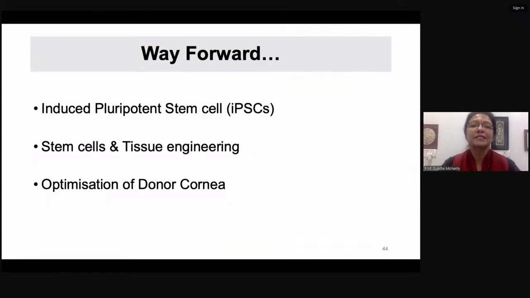So the way forward is that we have induced pluripotent stem cells in our lab. We may go ahead and differentiate them into particular corneal or endothelial lineages. We may integrate stem cells and extracellular vesicles in tissue engineering to make artificial cornea, and also to optimize the donor cornea which are not suitable for clinical purposes.